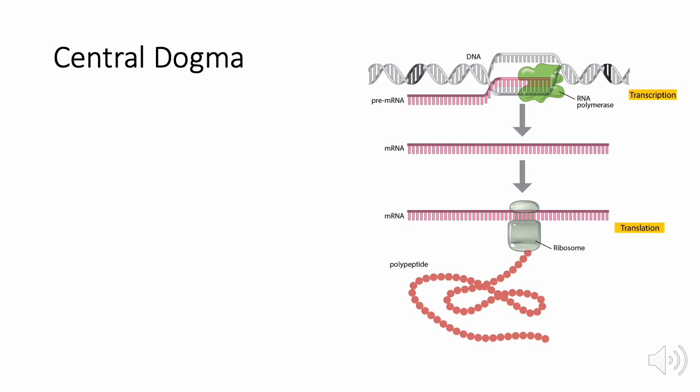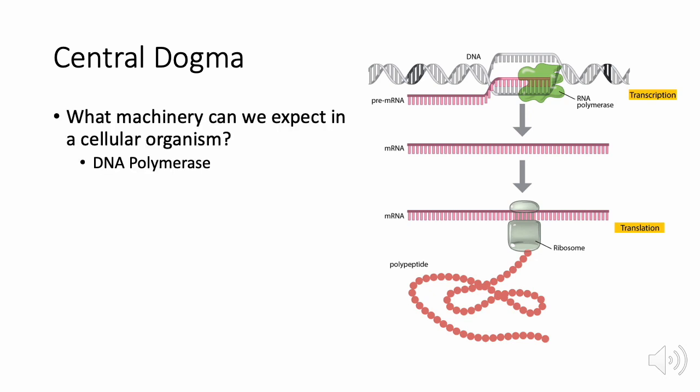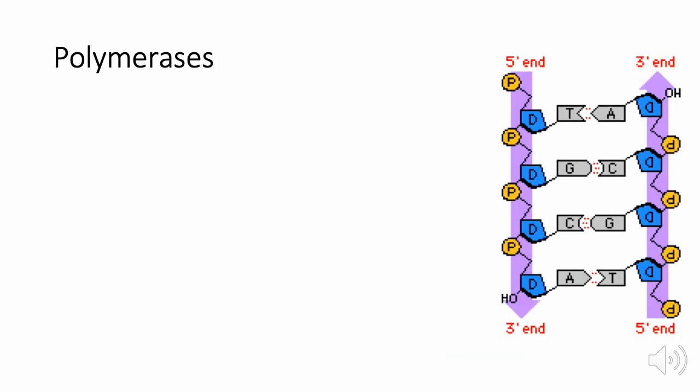An introductory biology course would mention the key players of each of these steps: DNA polymerase, RNA polymerase, and ribosomes. A polymerase is an enzyme that assists in the synthesis of nucleic acids like RNA or DNA. The resulting strand is complementary to the template strand. A's to T's, G's to C's for DNA, or A's to U's and G's to C's for RNA.